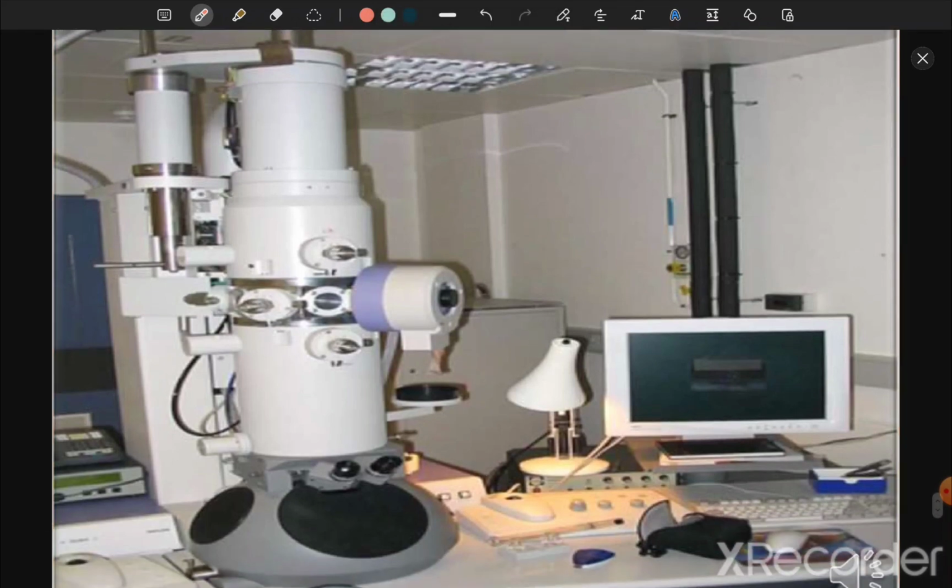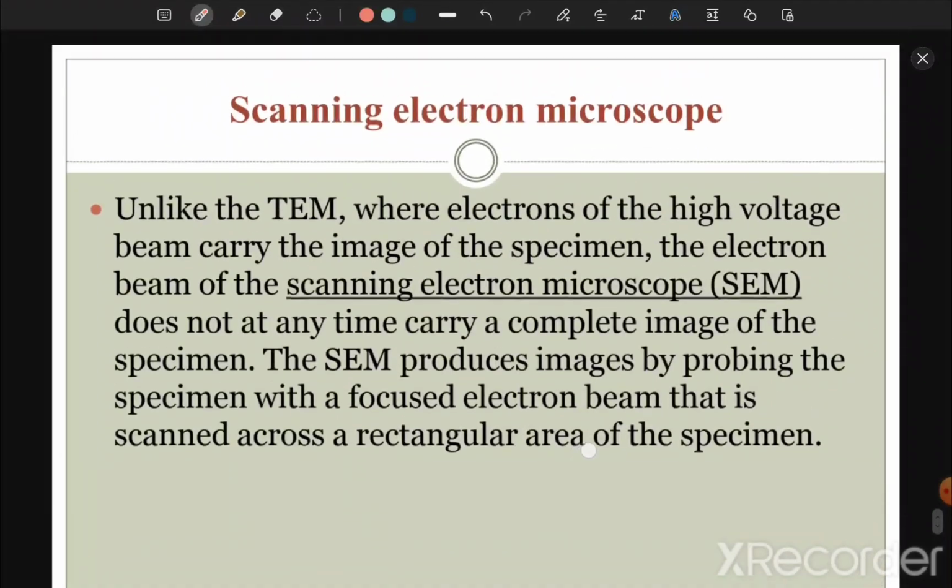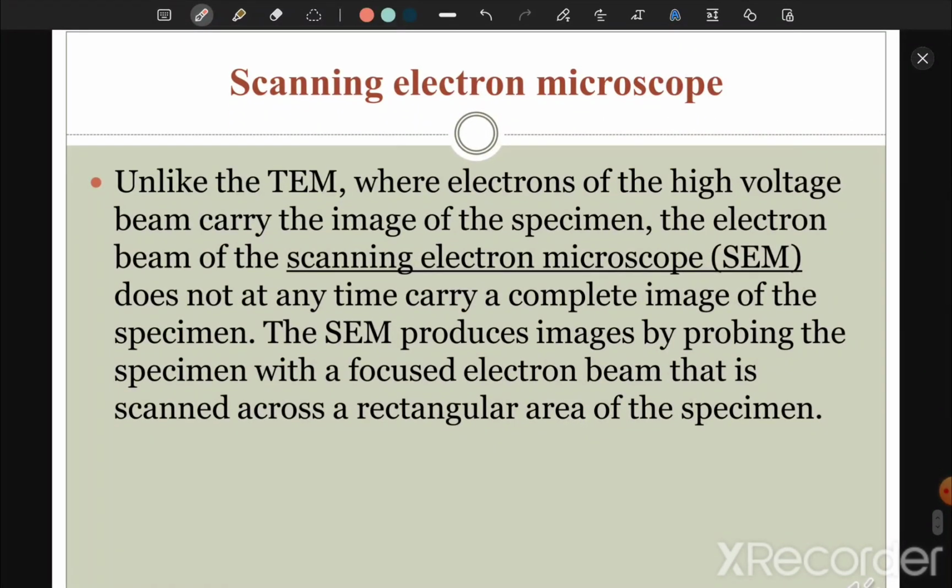Regarding the scanning, for the transmission, the beam of electrons passes directly through the tissue sample, so some of the electrons are transmitted through the section. While in the case of the scanning electron microscope, this beam of electrons will not be transmitted into the tissues. It just hits the surface. The surface will be covered with a metal-like element, so it will just scan the outer surface of the tissue.